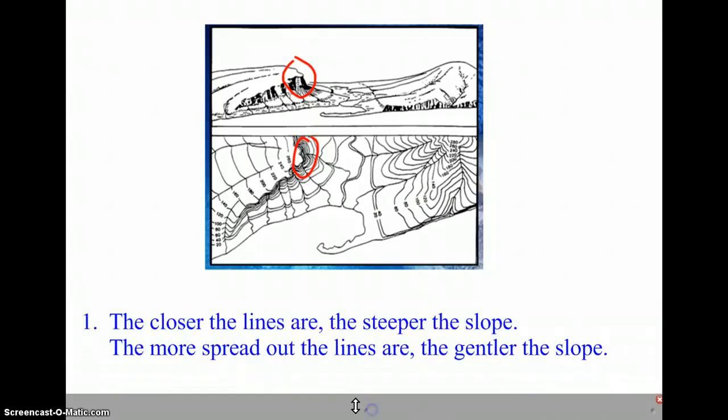Rule number one is the closer the lines are, the steeper the slope. Or the opposite, the more spread out the lines are, the gentler the slope. We can see on the side of this hill over here, we have a nice flat area. The land is pretty flat over here, and on our contour map, we can see the lines are spread apart much further than they were over there.